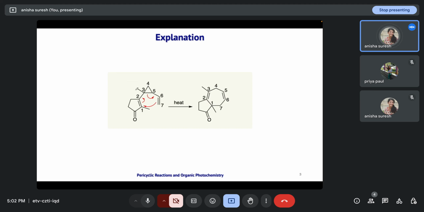So let us see what the final product is. A new bond is formed between carbon 1 and carbon 7, and the 6-7 double bond is shifted to 5-6, as you can see here. The 3-5 bond is broken, a new double bond is formed between carbon 2 and 3, and the double bond between carbon 1 and 2 converts into a single bond. So this is the mechanism for the Cope rearrangement that takes place on the substrate upon heating. Is this clear?